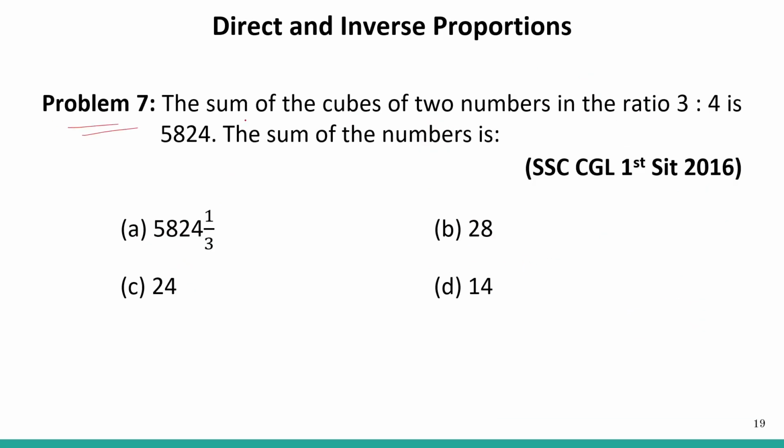So problem number 7. The sum of the cubes of two numbers in the ratio 3 is to 4 is 5824. So the sum of the numbers is what? The options are 35, 28, 24 or 14. Okay, so this question has been asked in the SSC CGL first sitting 2016 exam.